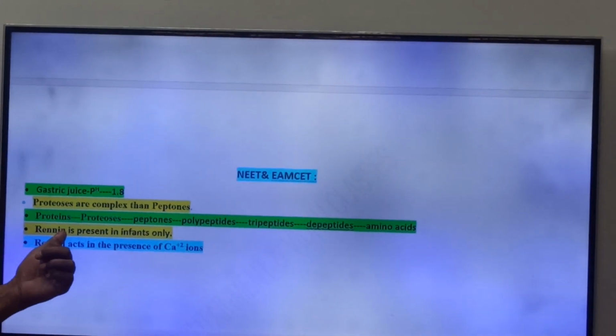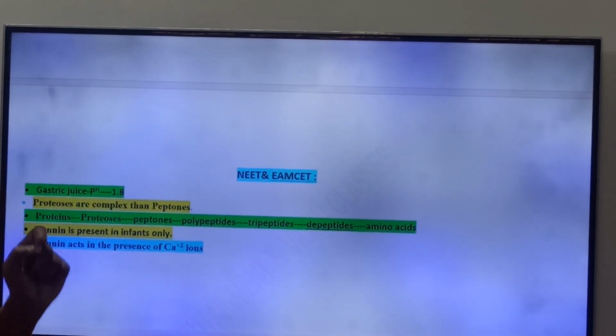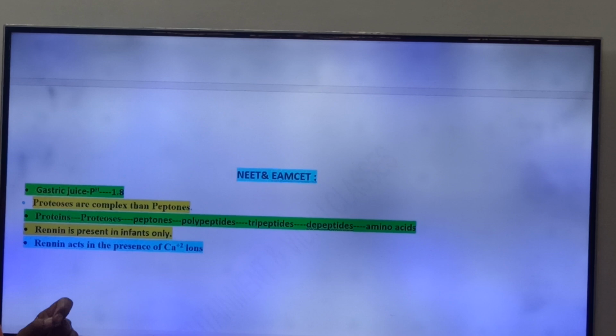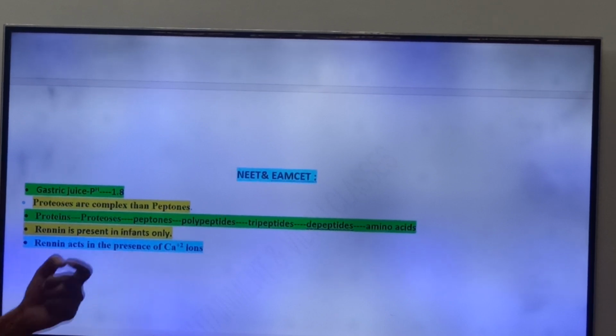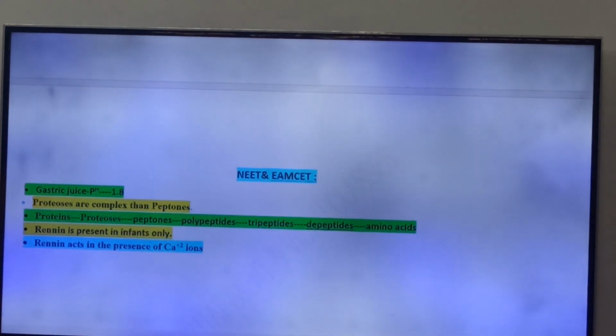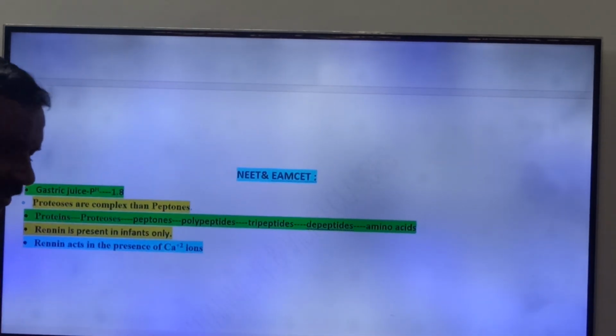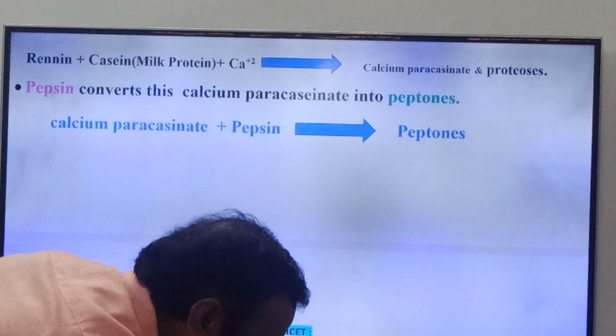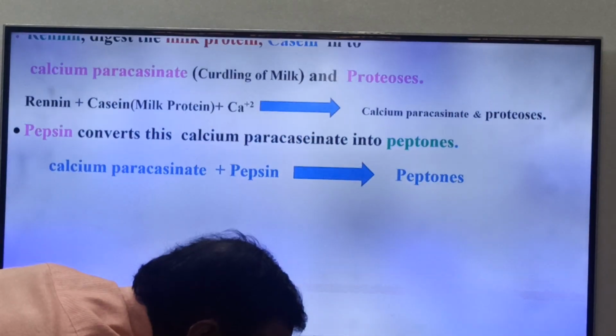Now, renin is present in infants only. The enzyme renin is not present in adults. It is present only in infants. Next, renin acts in the presence of calcium ions. This is about the digestion of proteins in the stomach.